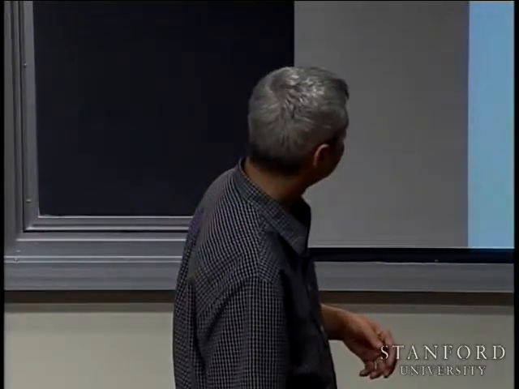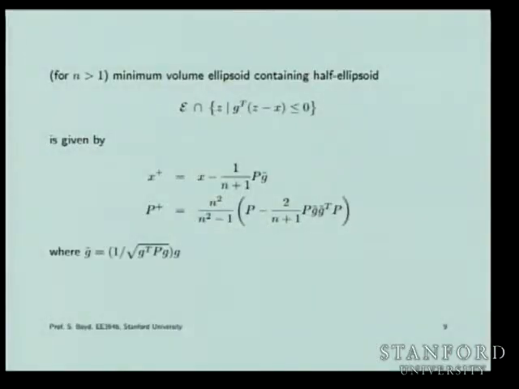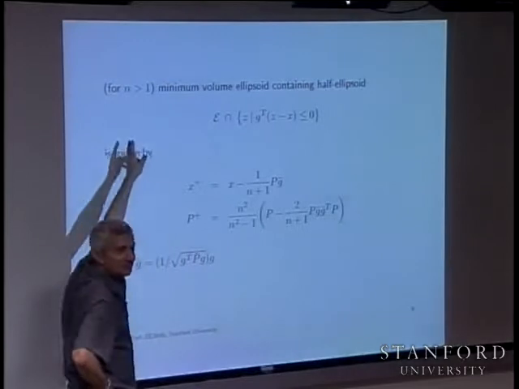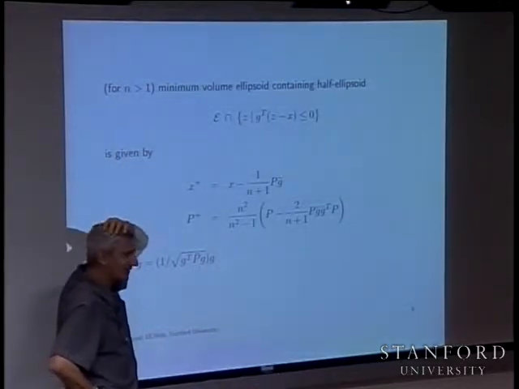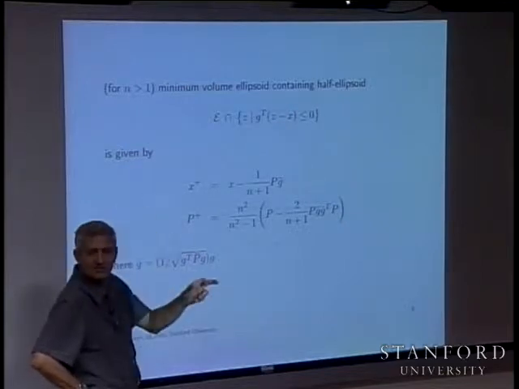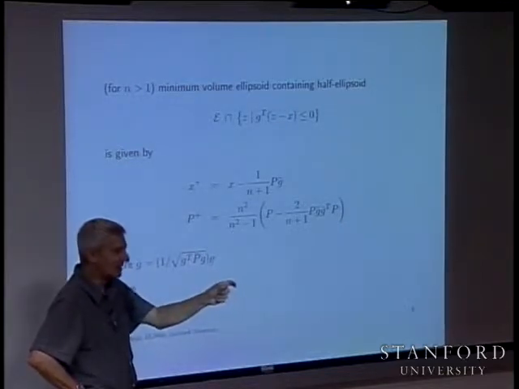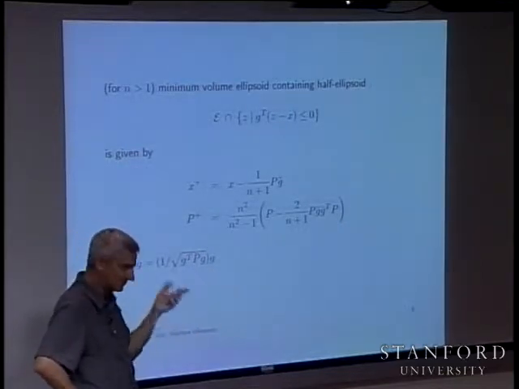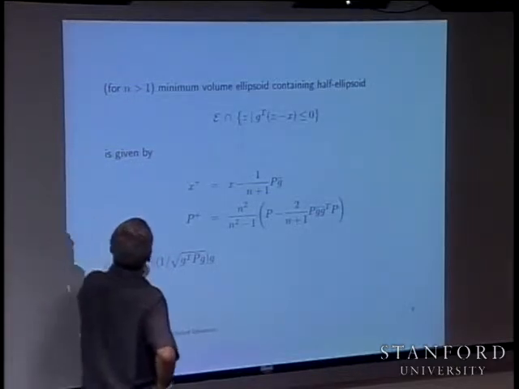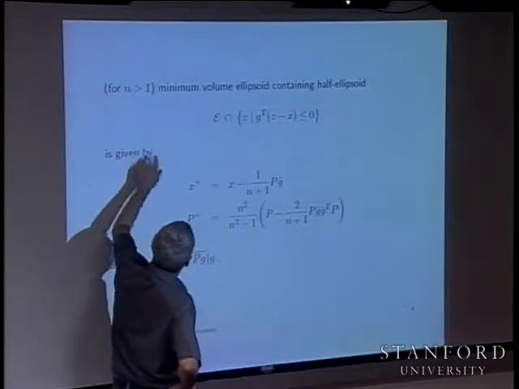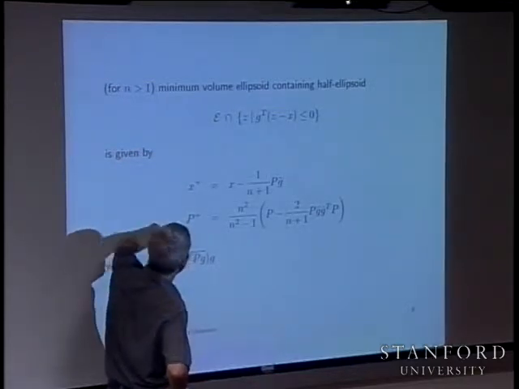So, okay. So here's the update. For n equals 1, we do know the minimum volume ellipsoid that covers a half ellipsoid. That's easy. That's basically itself, because an ellipsoid is an interval, a half ellipsoid is another interval, and I know the minimum length interval that covers an interval. Okay, so the minimum volume ellipsoid looks like this. Here's the update.